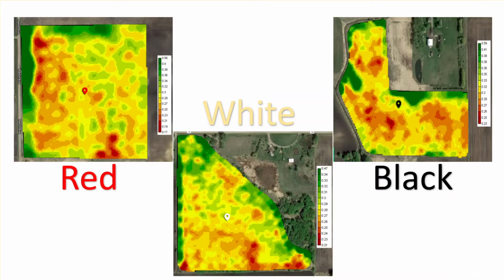Seeing each field individually, you see that the majority of each field read between 0.3 to 0.27, but the scales themselves were not the same. The red field ranged from 0.56 to 0.17, the white field ranged from 0.47 to 0.21, and the black field ranged from 0.59 to 0.23.